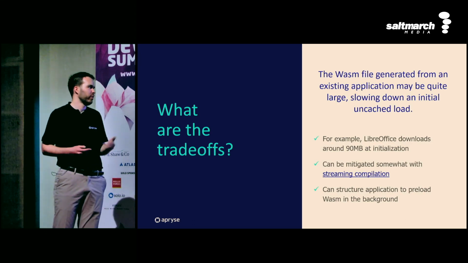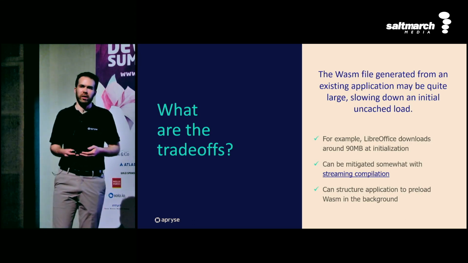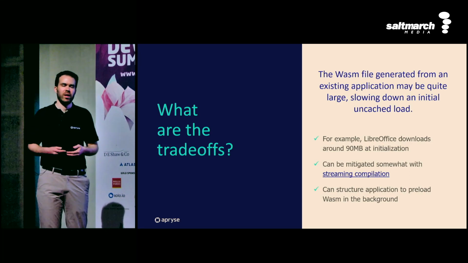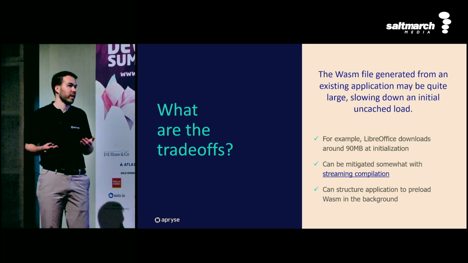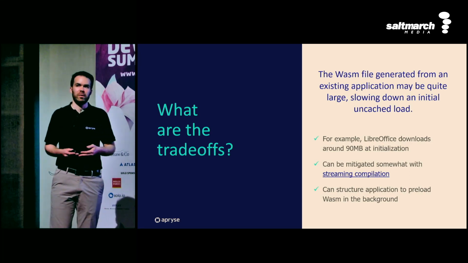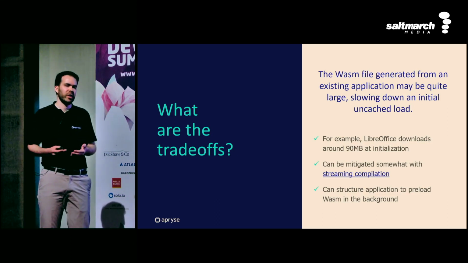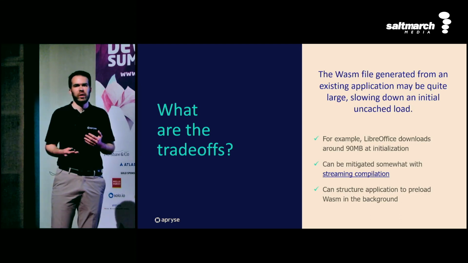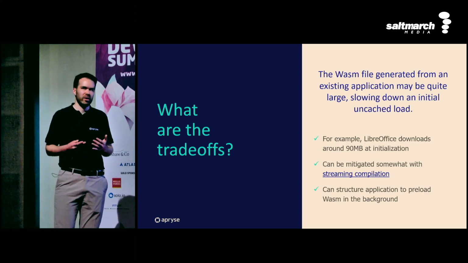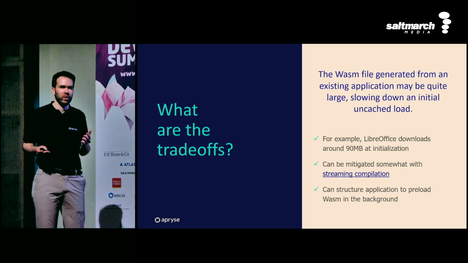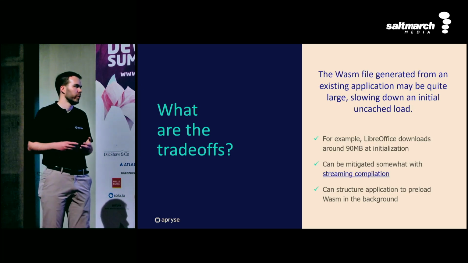So in a bit more of an extreme example, with LibreOffice, they have a sample page using WebAssembly. And if you look in the network tab, it's downloading about 90 megabytes of stuff. That's uncompressed, but it's pretty big. So not everything's going to be that big. Not every WebAssembly module is going to be that big, but it's not in the kilobytes usually, depending on what you're doing. So you can mitigate this somewhat.